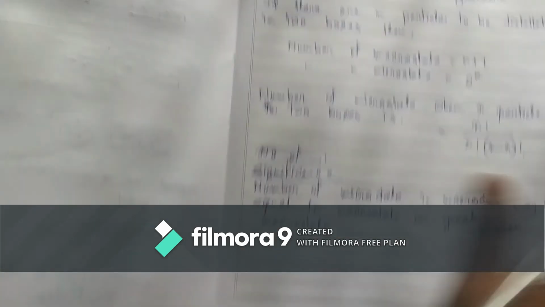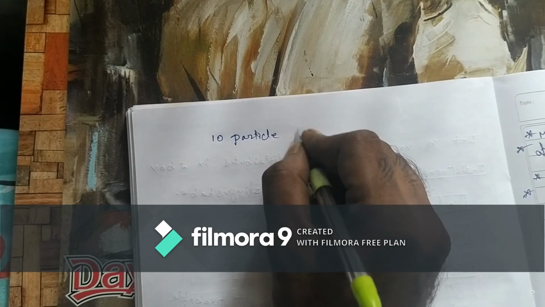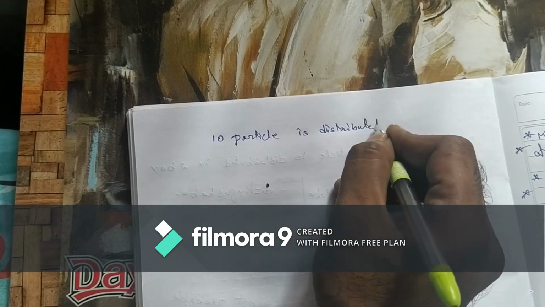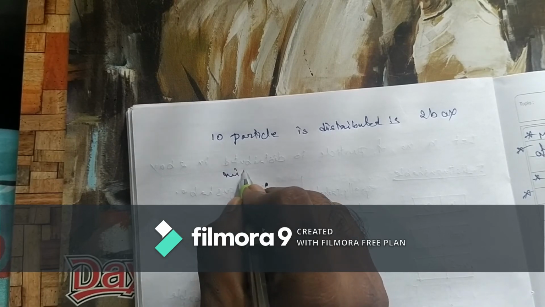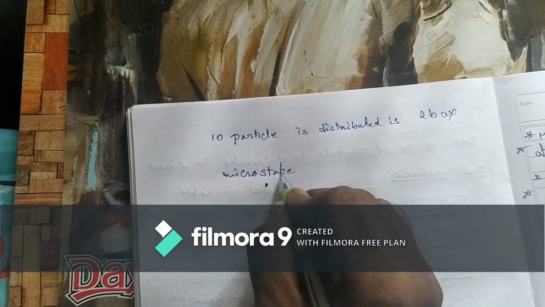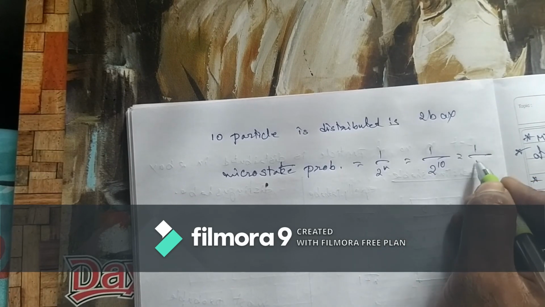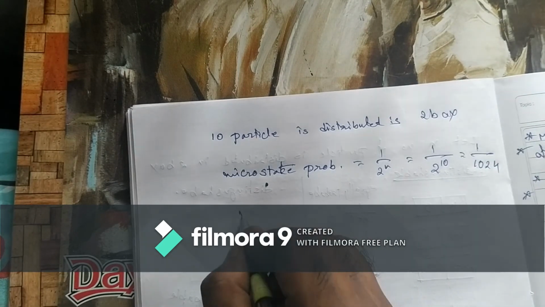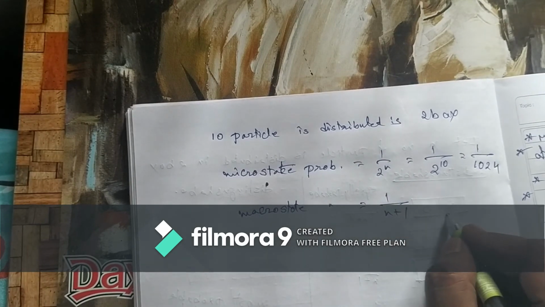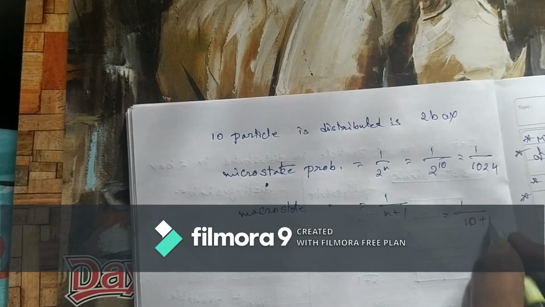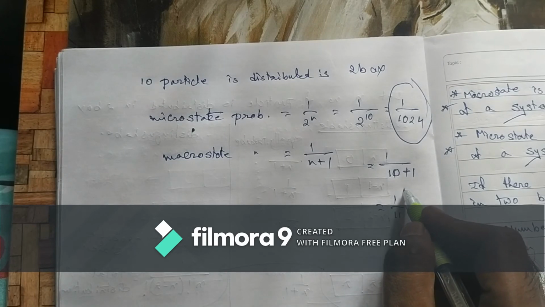Okay, so let's see some example. Suppose you have 10 particles distributed in two boxes. What is the microstate probability? The probability is 1 by 2 to the power n, that means 1 by 2 to the power 10, which is 1 by 1024. And the macrostate probability is 1 by n plus 1, so 10 plus 1 is 1 by 11. So you can see that the microstate is always greater than the macrostate.